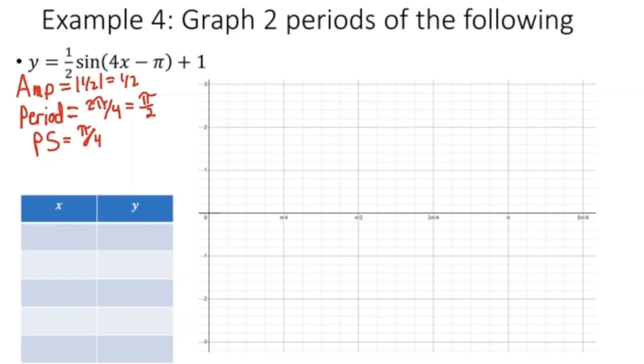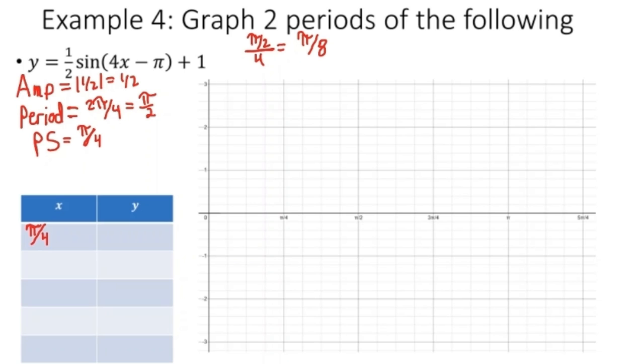Now to figure out how far away our key points are, we'll divide our period by 4, and we get pi over 8. Since our phase shift is pi over 4, we'll start with pi over 4 as our first location of our key points. Since I know I have to add pi over 8, I do want to rewrite my phase shift or my period over 4 so they have a common denominator.